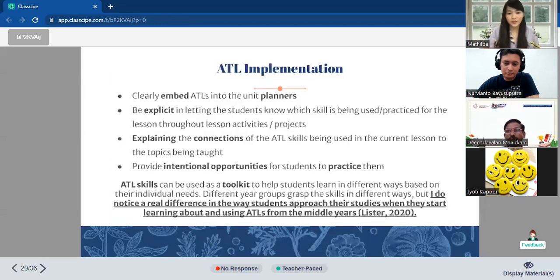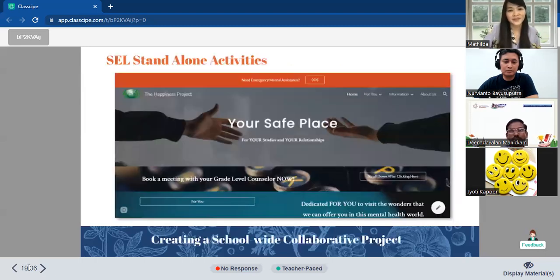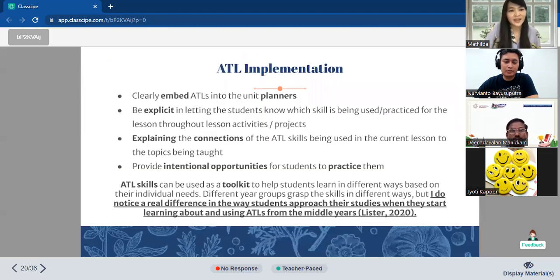Okay, this one is a more school-wide project. So that was about SEL, because SEL is the main topic, the main skill that we would like us to learn and practice more to be implemented in the classroom because of its importance in academics. Please, Mr. Bayu, you can continue with the ATL implementation.